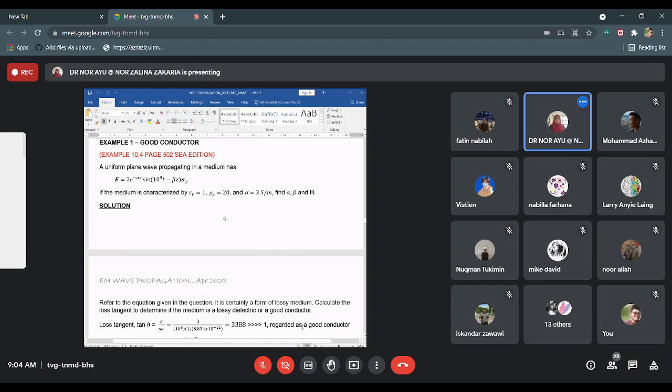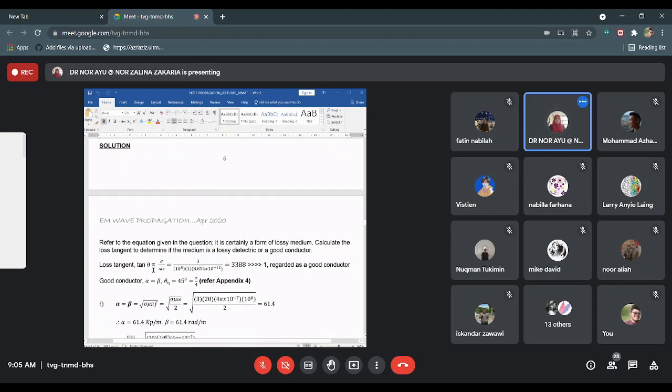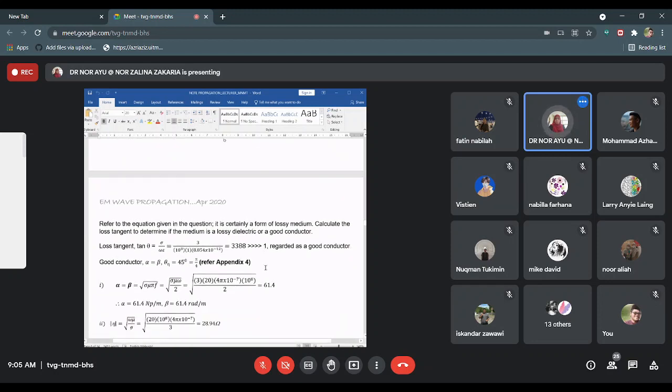Okay, next. Again, I forgot to mention earlier, all the parameters given to you above, whether good conductor, free space, lossy dielectric, or lossless dielectric, you can use your appendix. I gave you the appendix, right? In the appendix all the parameters are there, you can have a look at it. It will help you to answer the questions. So this is a good conductor.